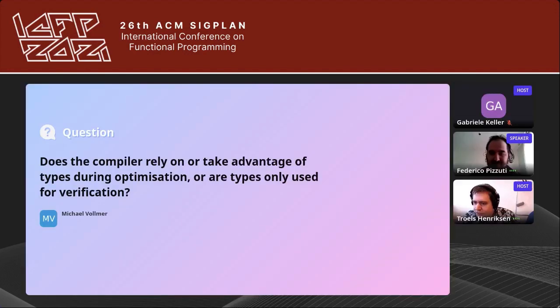So the next question is, does the compiler rely on or take advantage of types during optimization, or are types only used for verification? Extensively. That's basically where the optimization comes out of this system. All the information the compiler has is through types, and any sort of optimization is through types.